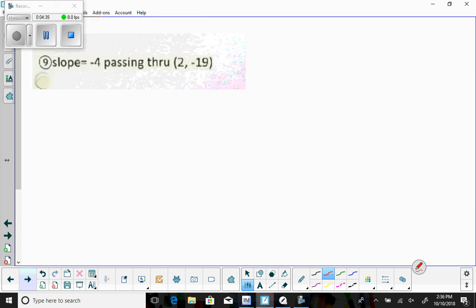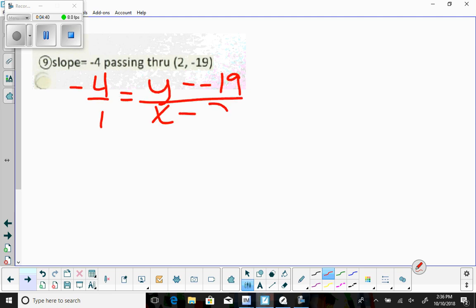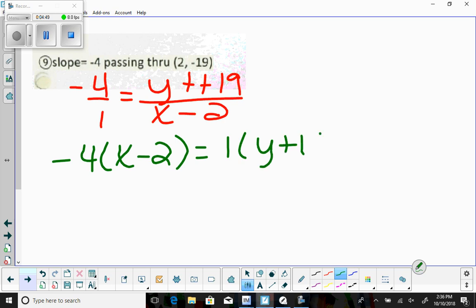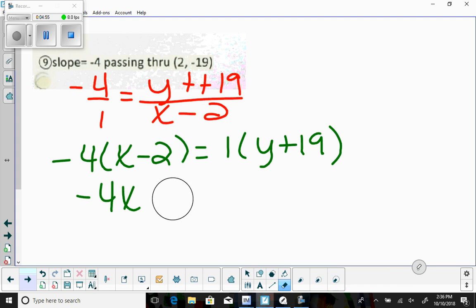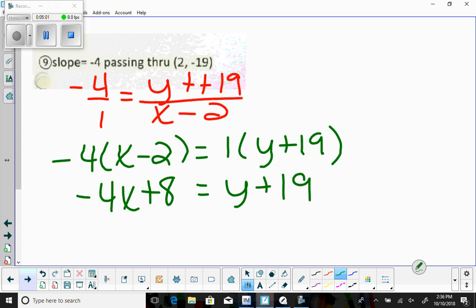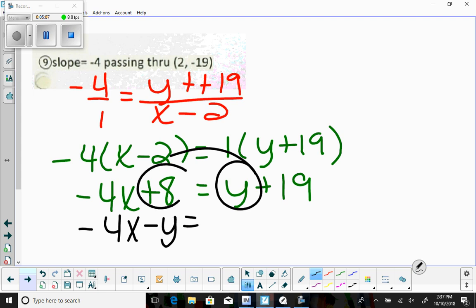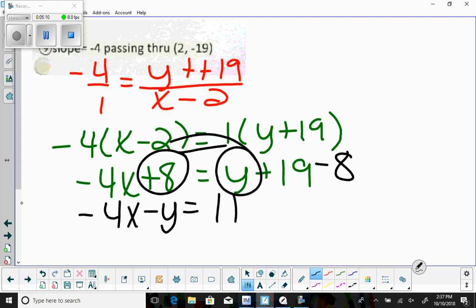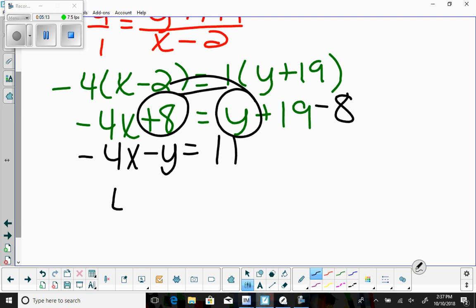Okay, and number 9, start off with -4 over 1, y minus -19, and x minus 2. X comes first because I want standard form. Got ahead of myself there. -4x plus 8 and y plus 19. So rearrange here. That becomes a negative y. That becomes an 11. And again, we have a negative x, so we need to change all of our signs.